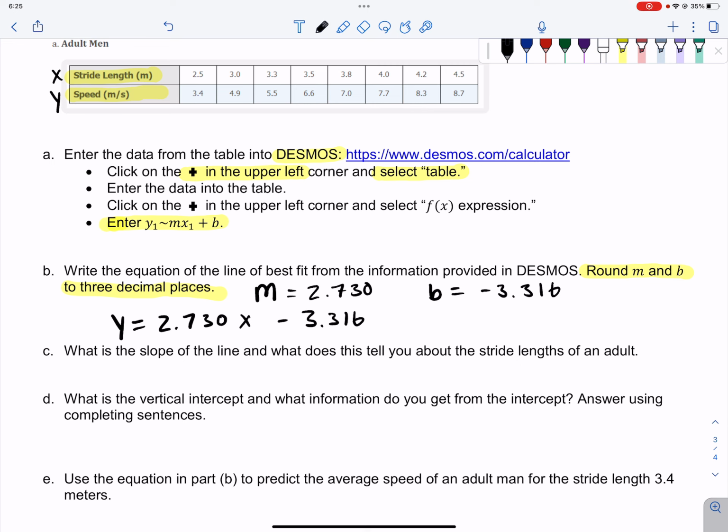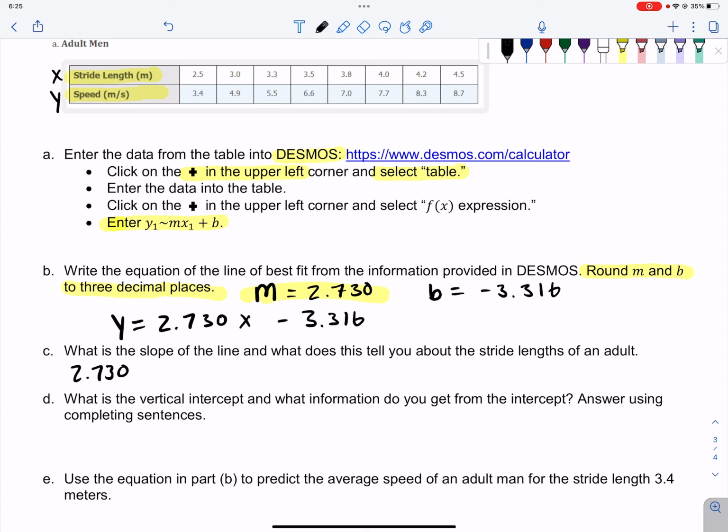The next one, we're asked what is the slope of the line, and what does this tell us about the stride lengths of an adult? Well, we already have the slope, that's the 2.730. Now what does this mean? Our slope, we find by looking at change in y over change in x. Our y is the speed, and that's being divided by the stride length.